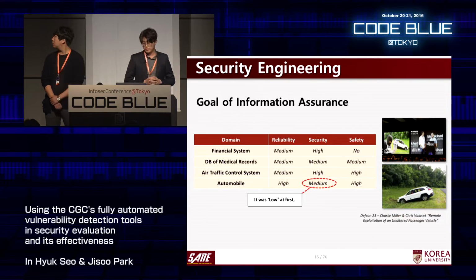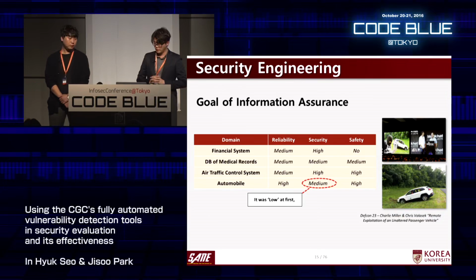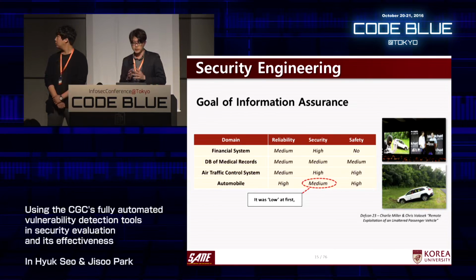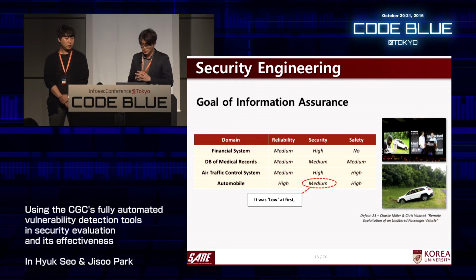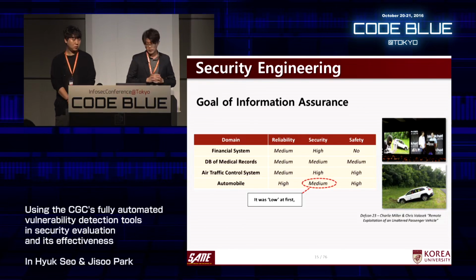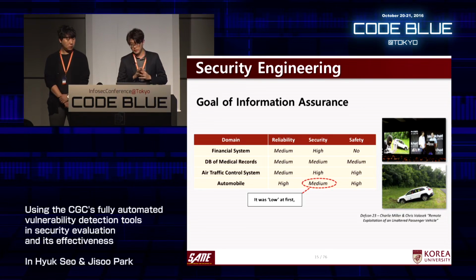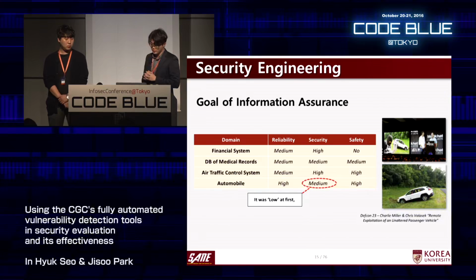Even a few years ago, usually in the security area, they mainly considered security, availability, and reliability. And other areas like automobiles and air traffic control systems mainly considered safety, reliability, and availability. In the case of automobiles, security was low at first, but now it is medium because network systems which can directly affect driving are applied to automobiles.